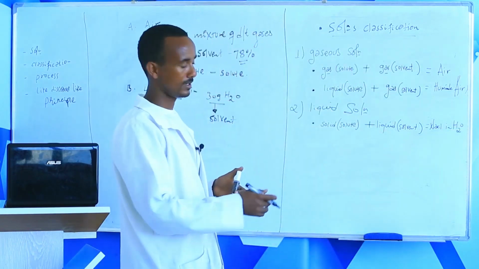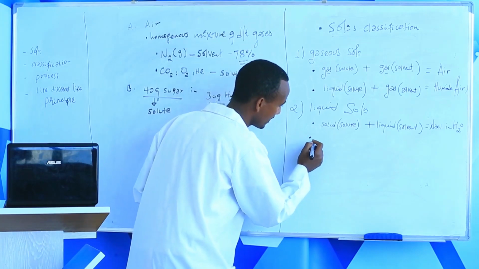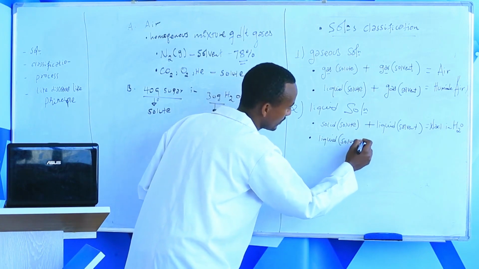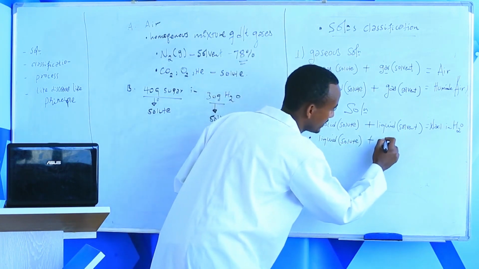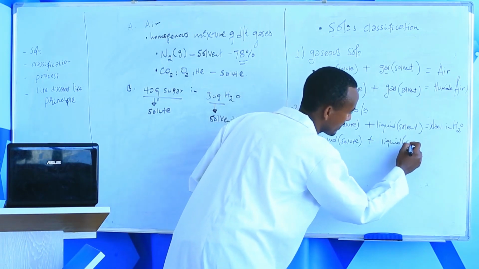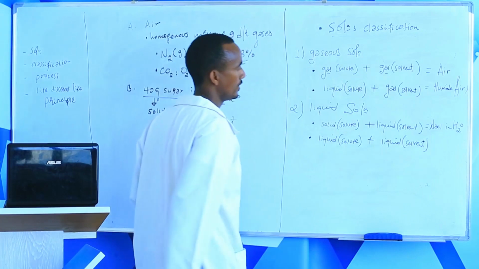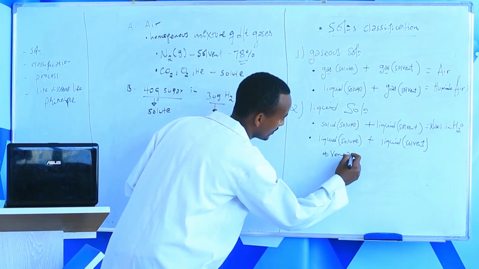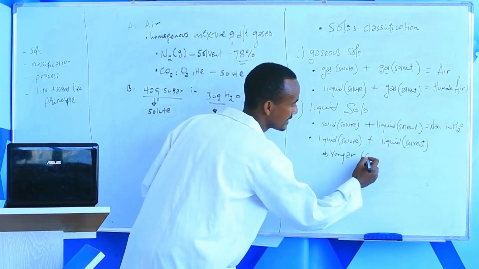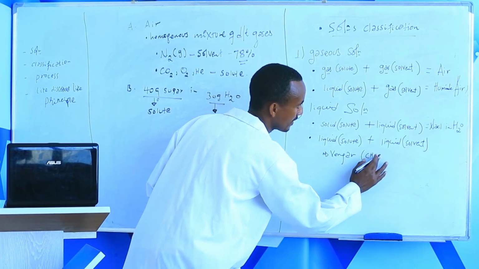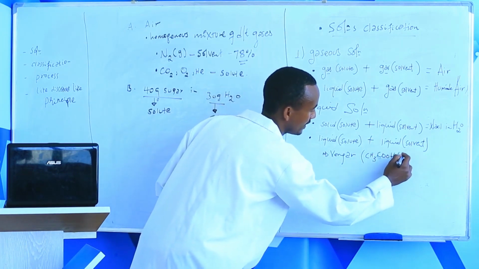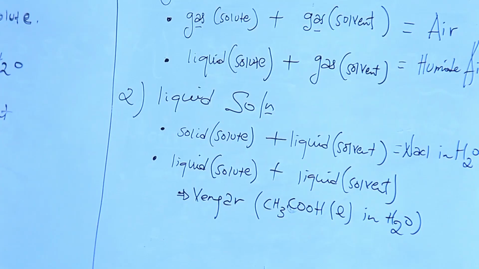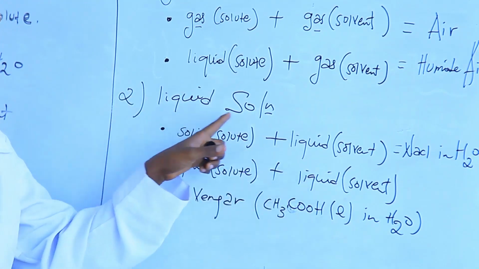Or we can prepare a liquid solution by using a liquid solute with a liquid solvent. For example, we can take vinegar, which is made by dissolving acetic acid, which is a liquid, in water. Water is also a liquid. Therefore, we can prepare a liquid solution.